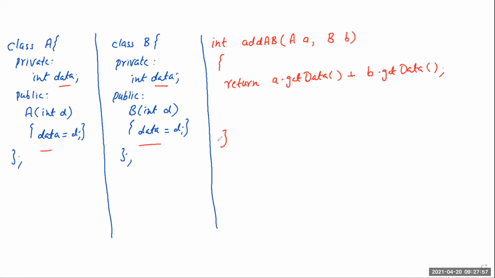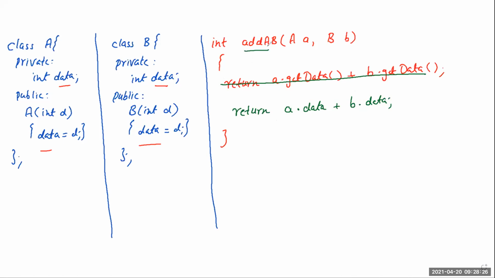But now we want to do the same thing. Rather than using these functions, we want to directly access the private data. Okay, so what we want to achieve is that I should be able to write a dot data plus b dot data. Presently, this is not allowed. Okay. Now, in order to allow this, what do we need to do?